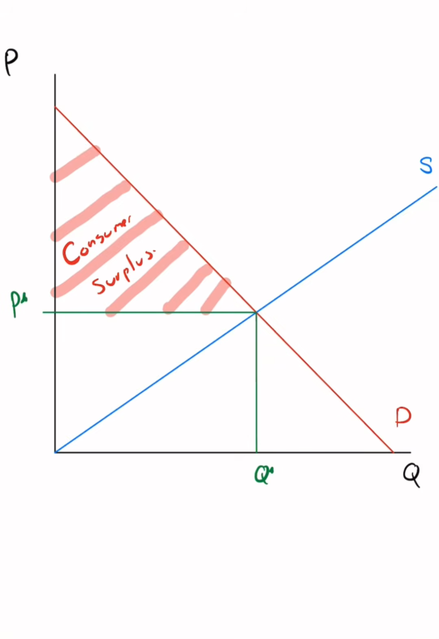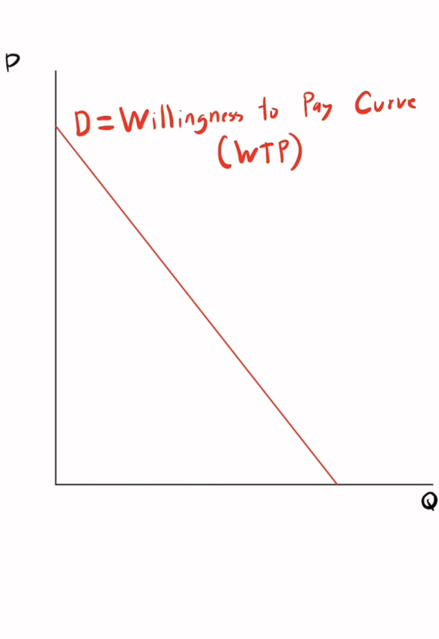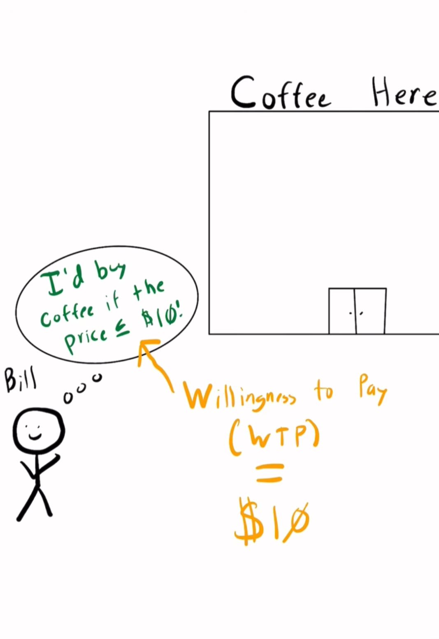Here's why consumer surplus is the area above the price and below the demand curve. Well, first, instead of seeing this as a demand curve, I'm going to call this a willingness to pay curve, or a WTP curve. Now, what is willingness to pay?